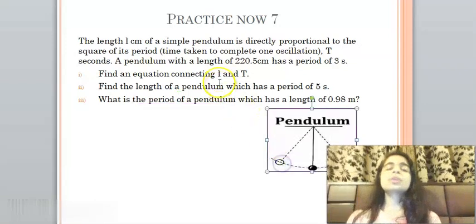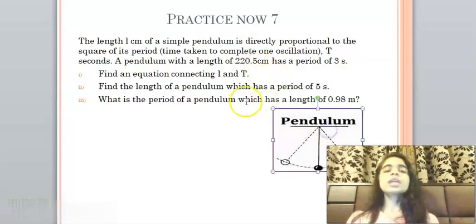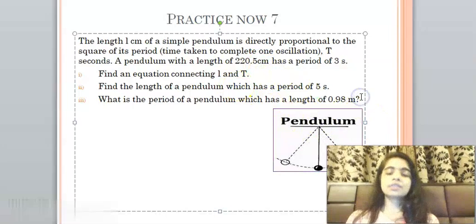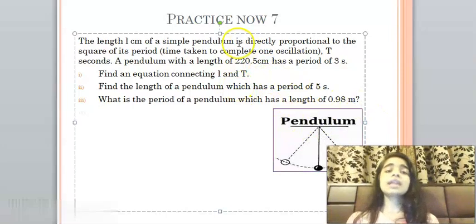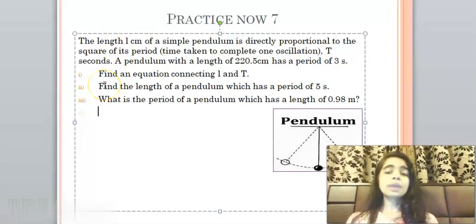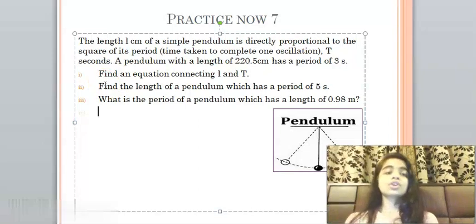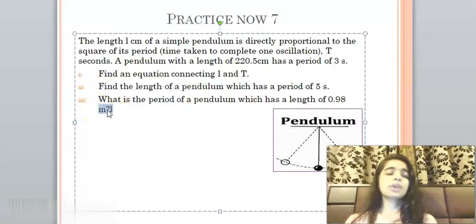So a pendulum with a length of 220.5 centimeters has a period of 3 seconds. We need to find an equation connecting L and T. So this is very easy. We know that L, the length, is directly proportional to the square of the period. So that means T square. So first we need to find the K. So K will be L upon T square, not T, because there is a relationship between L and T square. Okay. So L upon T square.